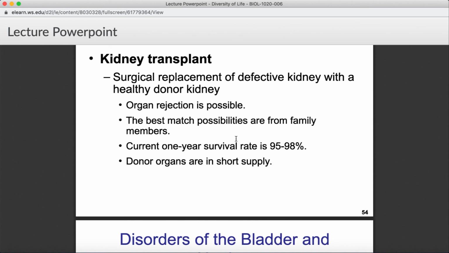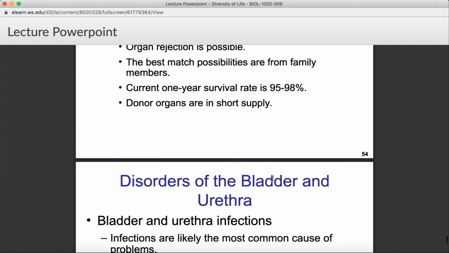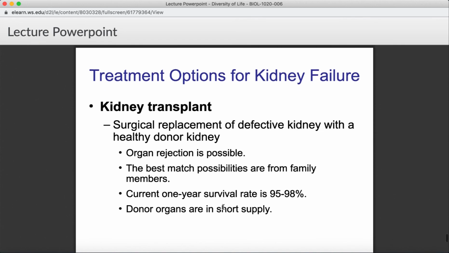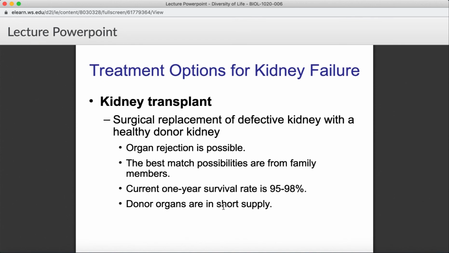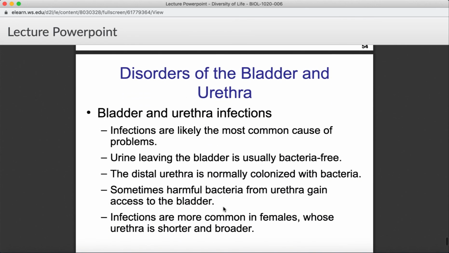Usually about 95 to 98% of people survive the first year after kidney transplant, which is kind of the danger period. The problem is there's not a lot of donor organs. Most people like to take them to the grave with them, which, again, I've got a whole rant about that, but no time for it here.